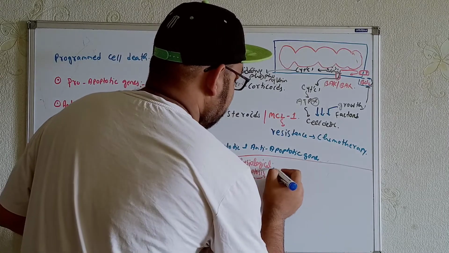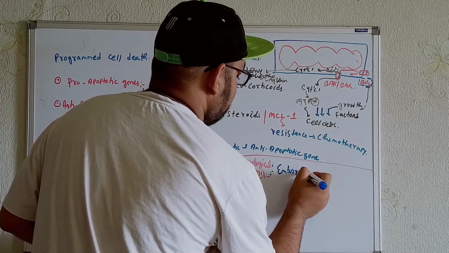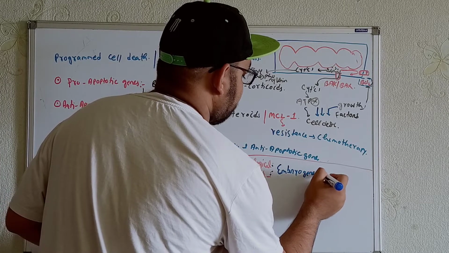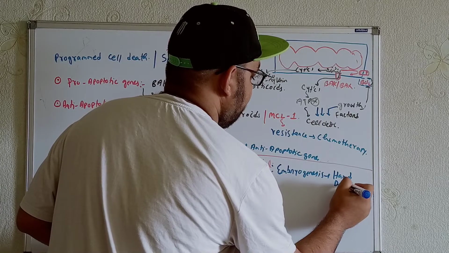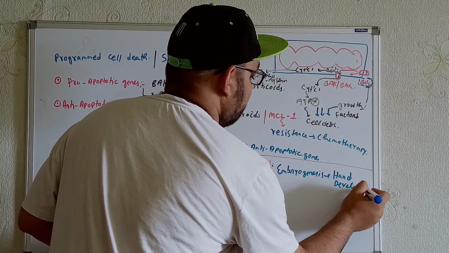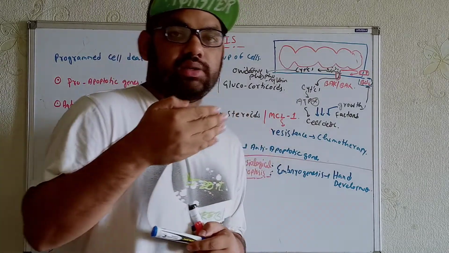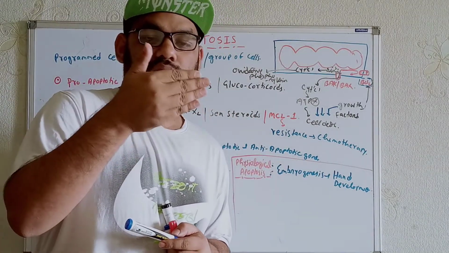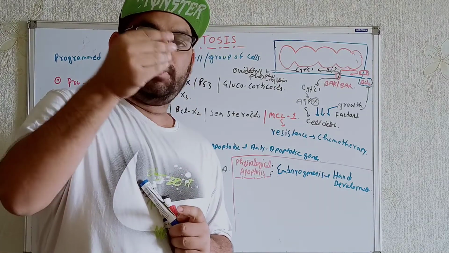So the physiological apoptosis we can see in embryogenesis, where for example we can talk about hand development. Now think about one thing. During embryogenesis, we know the hands. First of all, initially the hands look just like this. Now see, there is no gap in between the fingers.